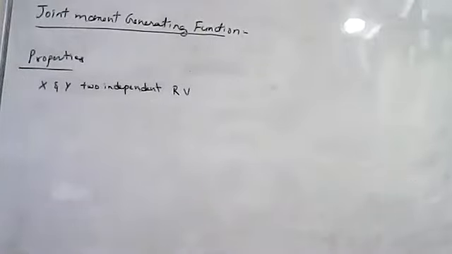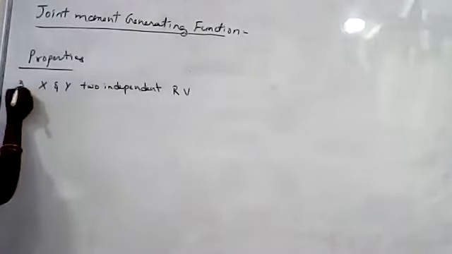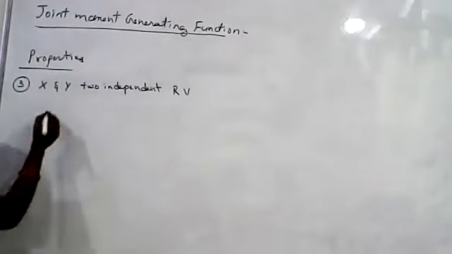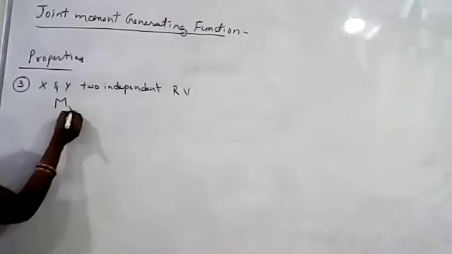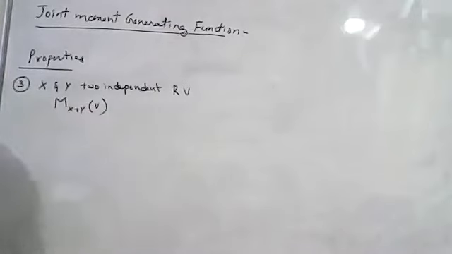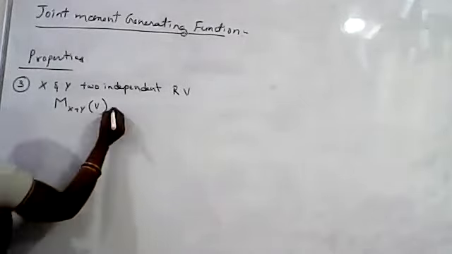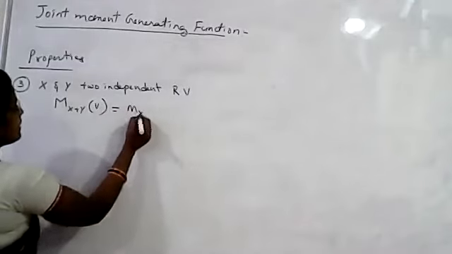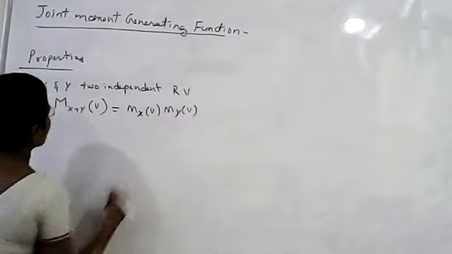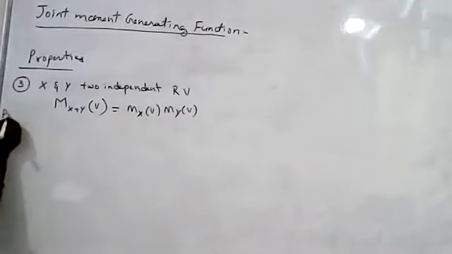The third property of the joint moment generating function is that if x and y are two independent random variables, then M_(X+Y) of b is a function of only one variable b. But we have two random variables x and y. In that case, this can be written as M_X of b into M_Y of b. Now let's see the proof of this.